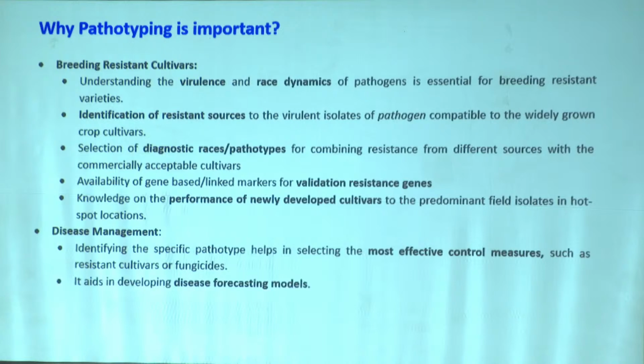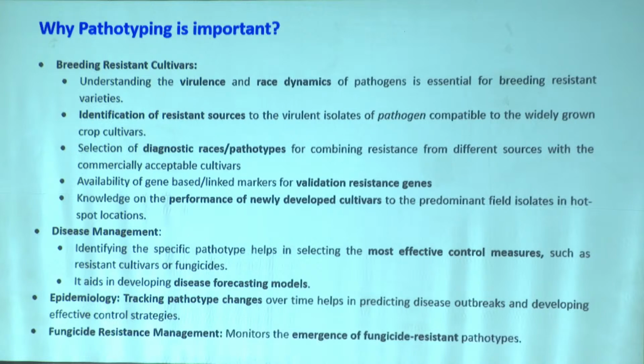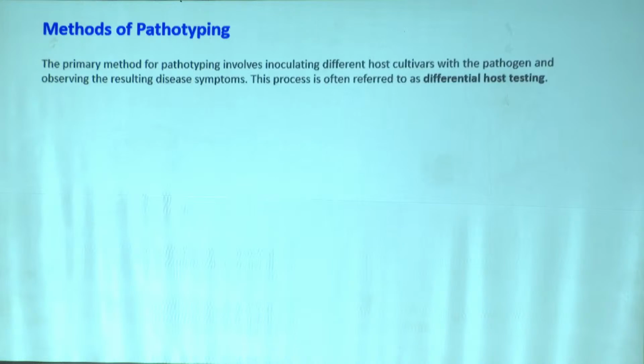Then it aids in developing disease forecasting models. In epidemiology, by doing pathotyping, we are able to track the pathogen and track pathogen outbreaks. If any fungicide resistance develops in a particular race or pathotype, that can be monitored. For all these basic studies, pathotyping is much more important. So how do we carry out pathotyping?